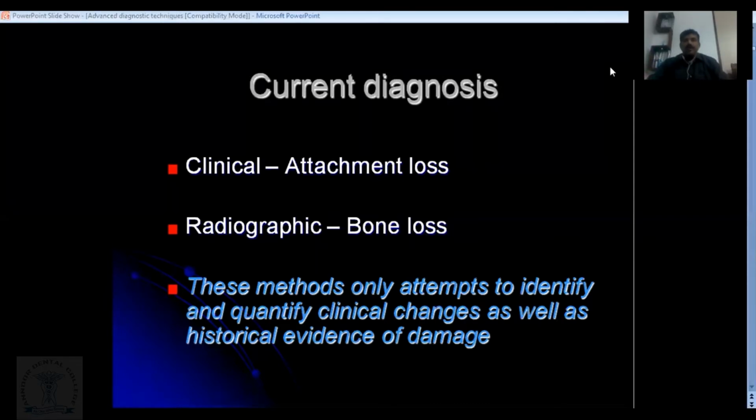You visually examine, and then you take a radiograph. The radiograph is an adjunct for your clinical diagnosis. But basically, all these current diagnostic methods identify something that has happened before. Periodontal destruction has taken place, recession has occurred, loss of attachment has occurred, bone loss has occurred.